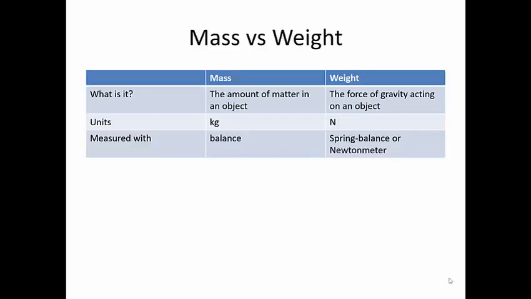Okay, so I've done this little table to compare mass and weight. Mass is the amount of matter in an object, whilst weight is the force of gravity acting on the object. Mass is measured in kilograms, and weight is measured in newtons. Mass is measured with a balance, and weight is measured with a spring balance or Newton meter. What is really important is that you don't say that either mass or weight is measured with scales. That's not the proper scientific term. You need to use balance for mass, or spring balance or Newton meter when you're talking about weight.